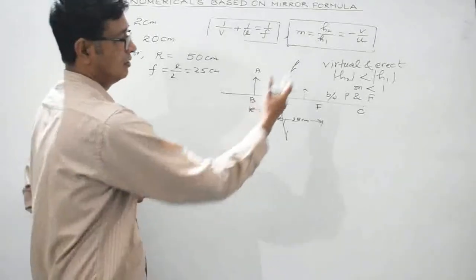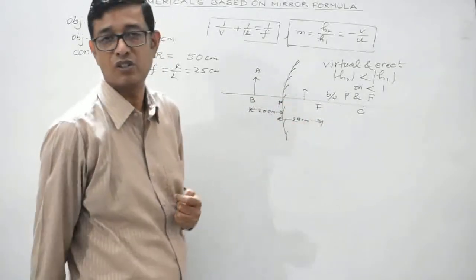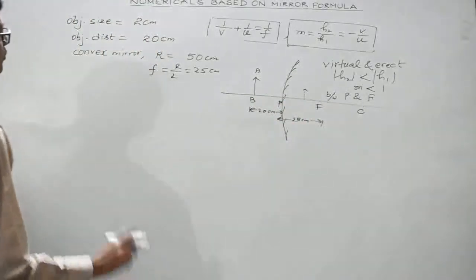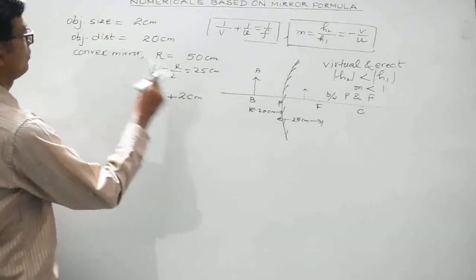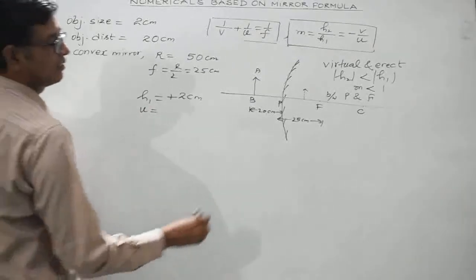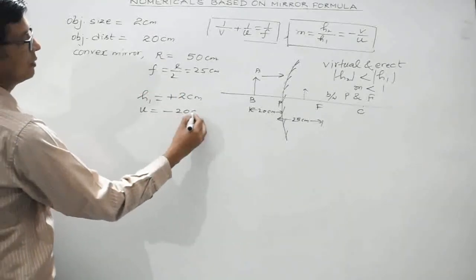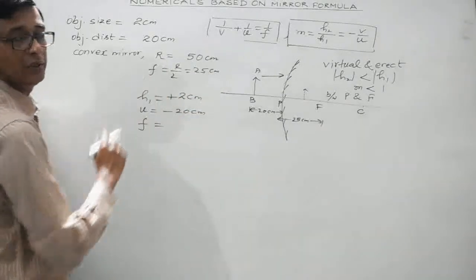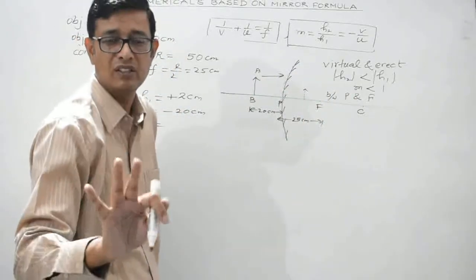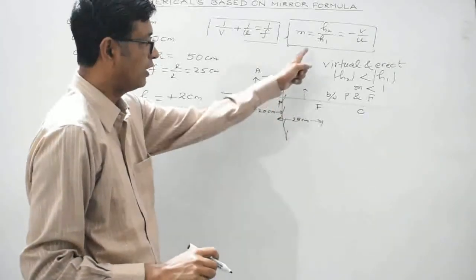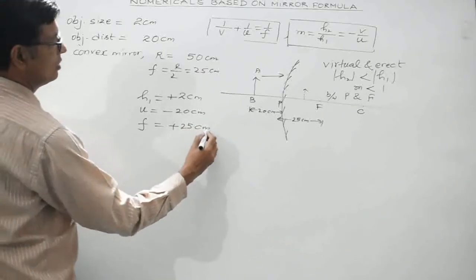Let's see whether the answer which we have obtained theoretically is in agreement with the mathematically obtained result or not. First and foremost, the object size H1. The object is always placed erect, so +2. The object distance is always negative. The incident ray is traveling along this direction, and PB is measured in the opposite direction, so it is negative, -20 centimeter. Focal length, 25 centimeter. Now look, PF is measured along the direction of the incident ray. Always remember, the focal length or radius of curvature of a convex mirror is always positive. So it is +25 centimeter.